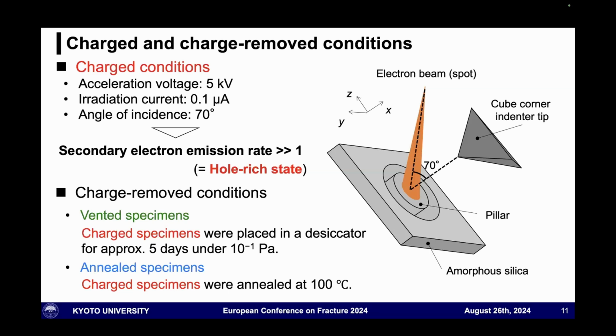Next, regarding the charge removing conditions of vented specimens, charged specimens were placed in the desiccator for approximately 5 days under vacuum. For annealed specimens, charged specimens were annealed at 100 degrees Celsius.